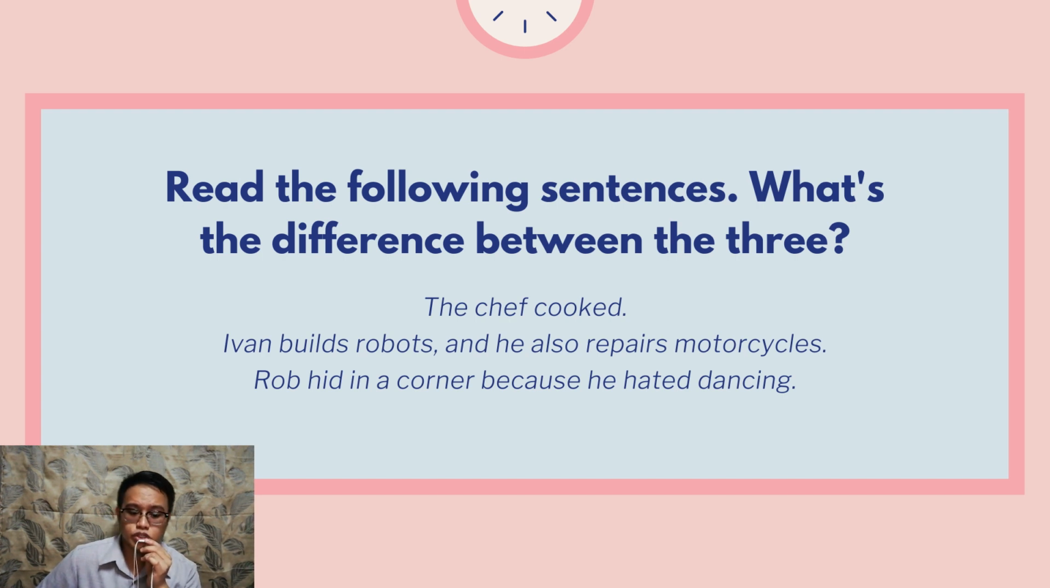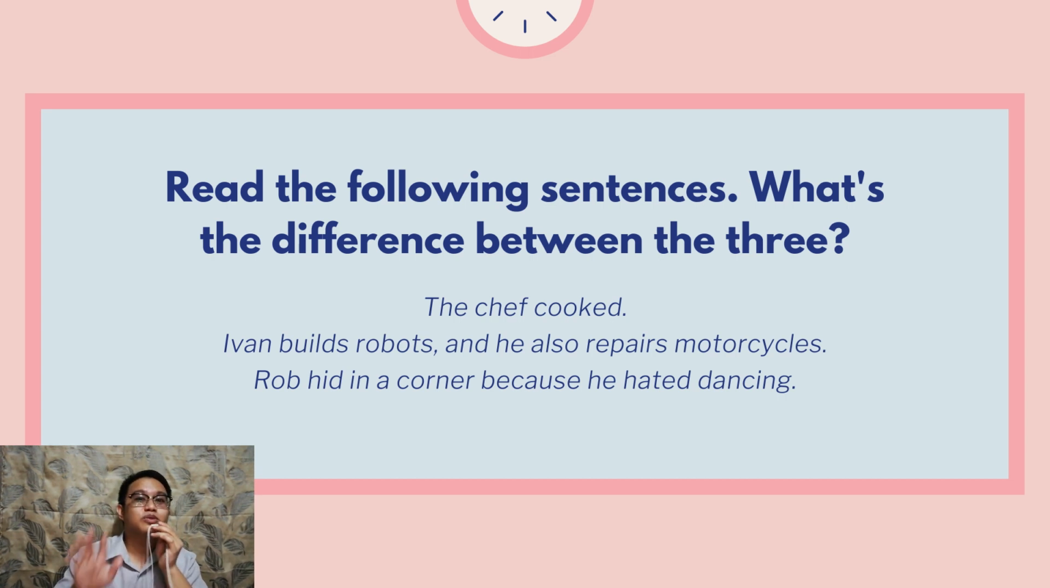So the sentence is: The chef cooked. The next says: Ivan builds robots and he also repairs motorcycles. And then the next is: Rob hid in the corner because he hated dancing. Okay? Let me know unsay difference nila. Okay, aside sa kataso niya, aside from its length, unsa man ang difference? What's the difference between these three sentences? Okay. Wala mo kabalo? Is it hard?